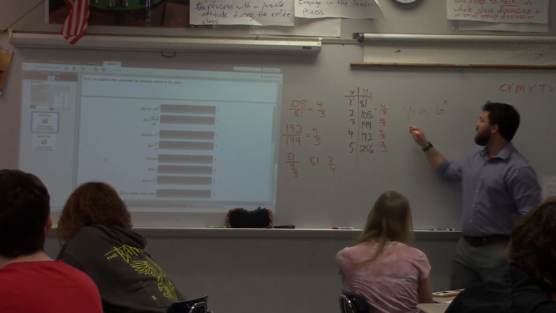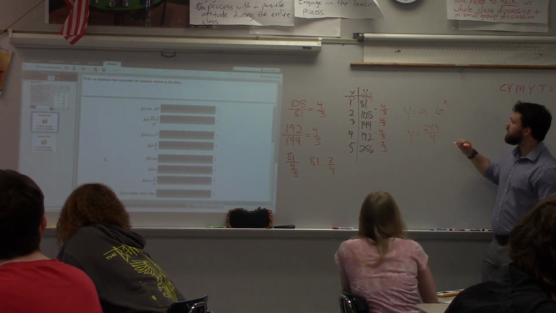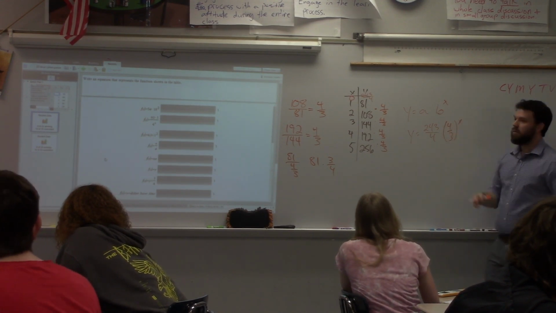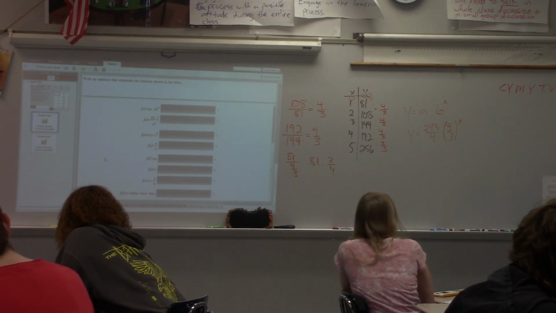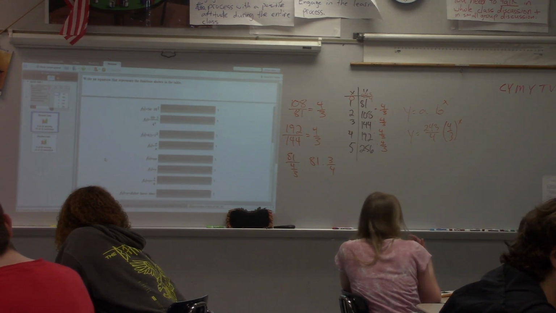So 243 divided by 4 times 4/3 raised to the x. If you know to divide those two numbers, the rate of change becomes very quick, and then the equation follows after that.